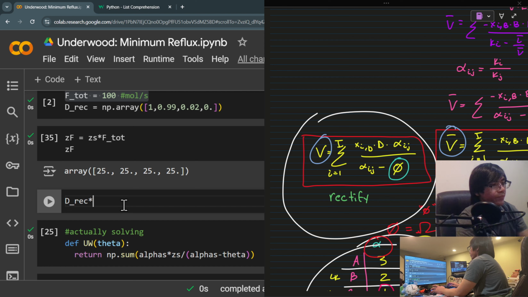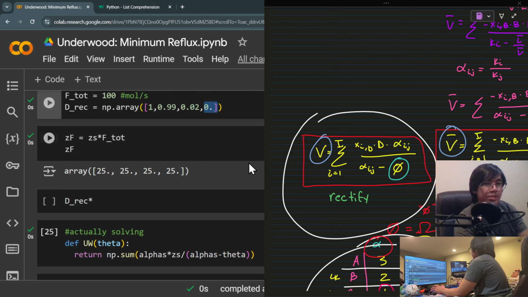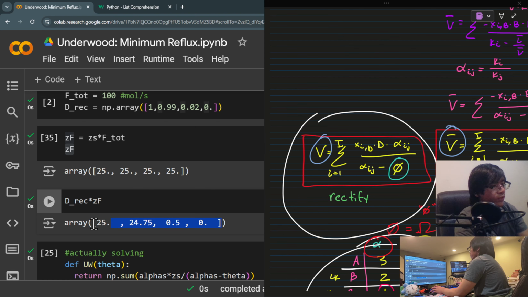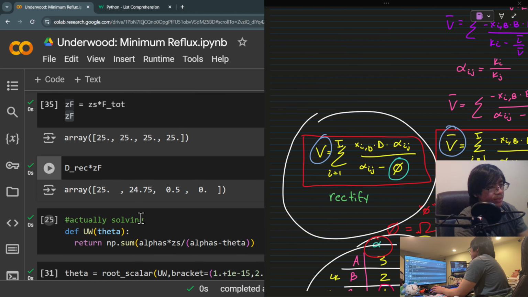So now we have our recovery times those, since we only want to recover a portion of these feeds, and then the rest get stored on the bottom. So notice that the heavier component, heavier than the heavy key, which is already pretty small, is at 0, since we expect none of it to show up. Well, basically none. There'll be some portions, but it'll be basically negligible relative to the other components. So we multiply our recovery times our feed flow rates. That's what shows up in our distillate. So times ZF. So this is our flow rates of each component at the distillate.